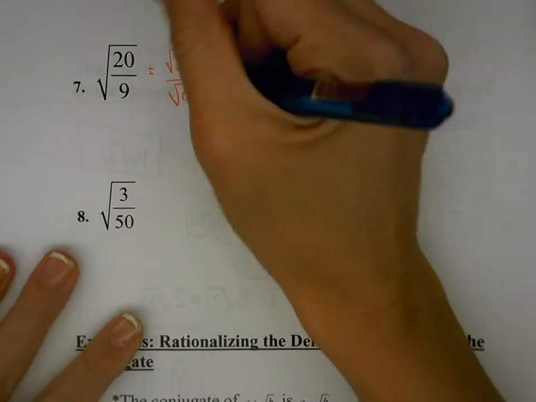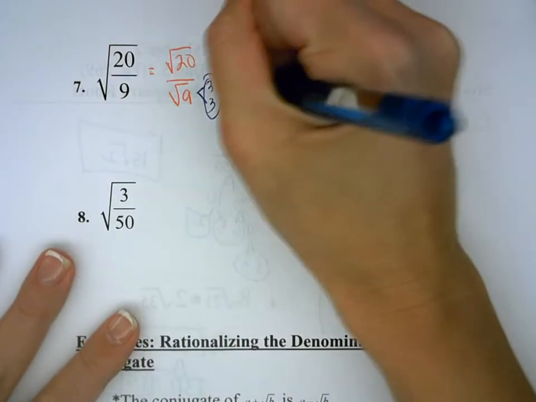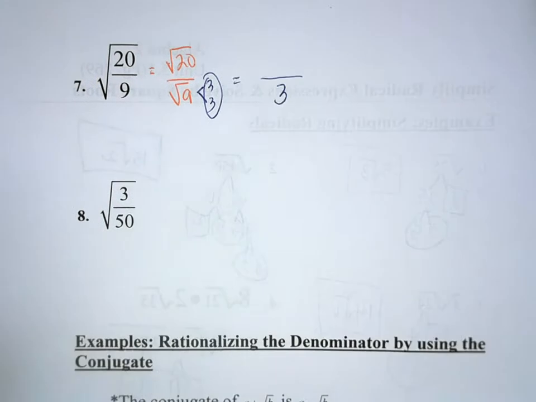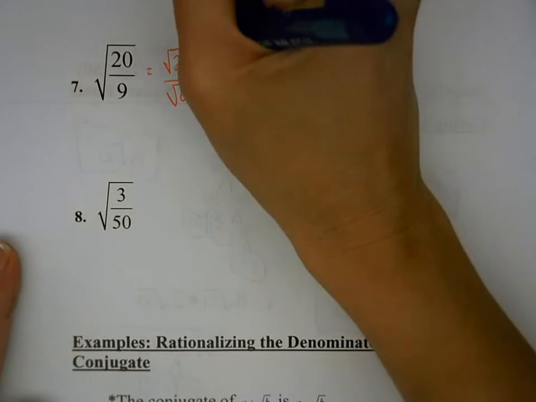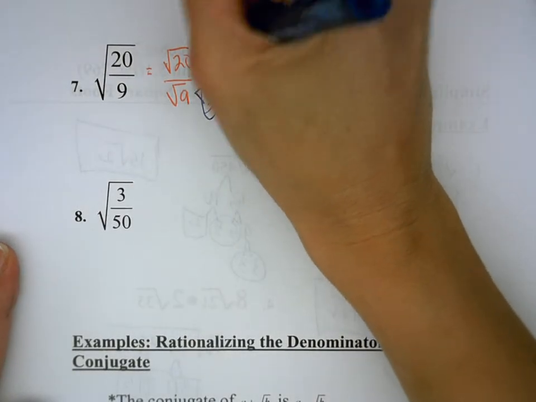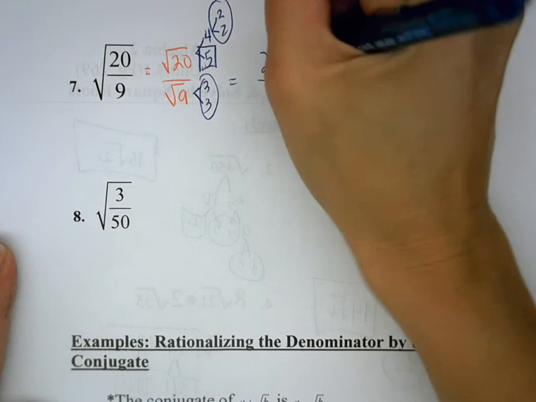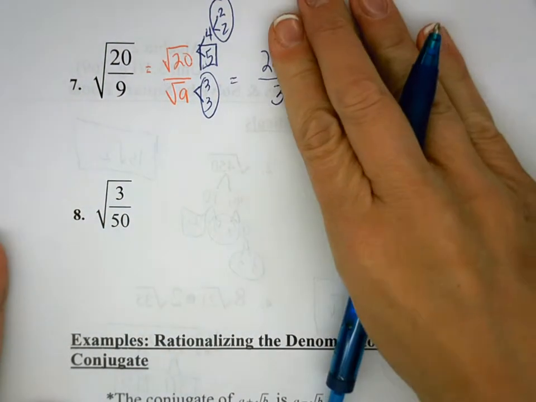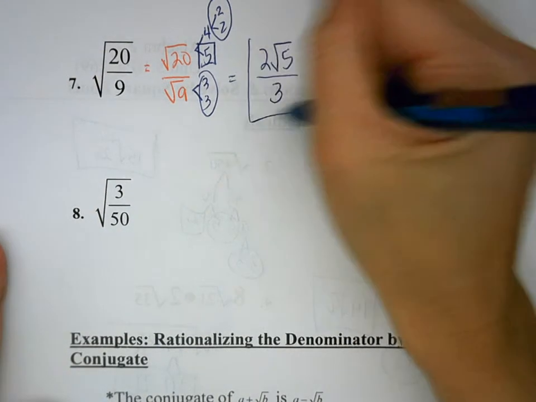Yes. So 9 we know breaks down to what? We have a pair of 3s, so my denominator here is 3. And then can 20 break down? Yes. Good. So I have 4 and 5, and 4 is 2 and 2, so we have a pair of 2s and a 5 left over, and that makes 2 root 5. And then you check, can I reduce anything there? No. So that's my answer.